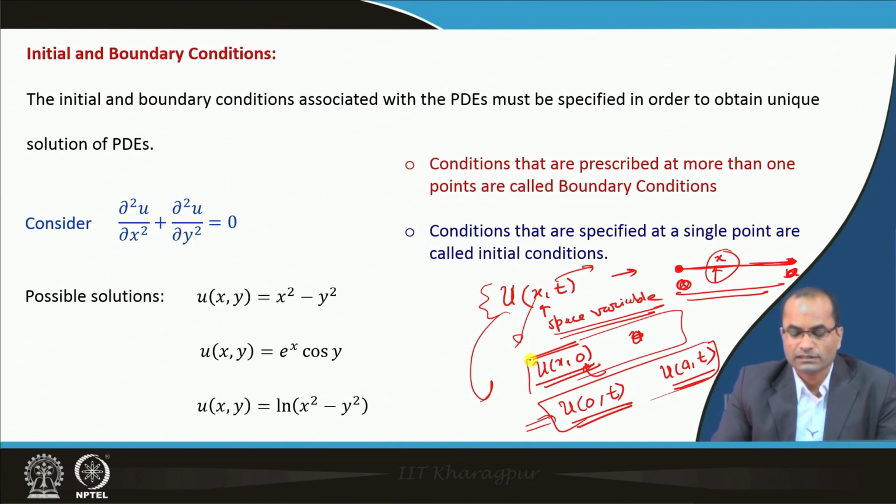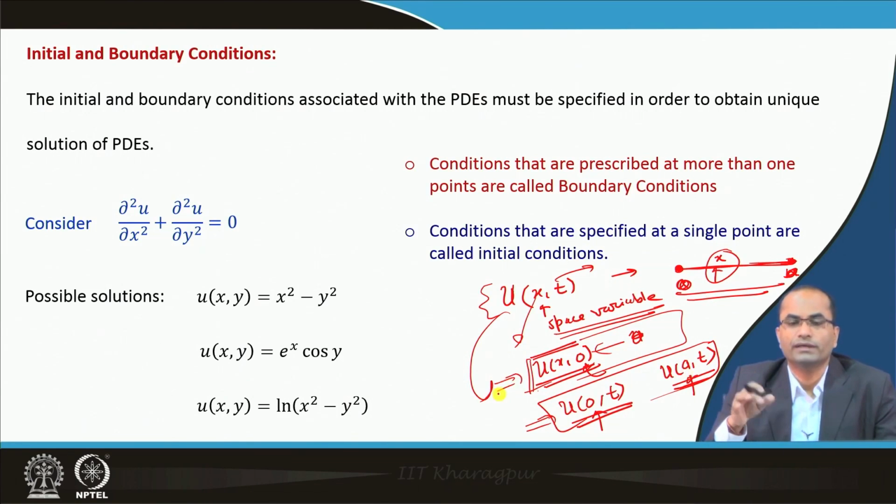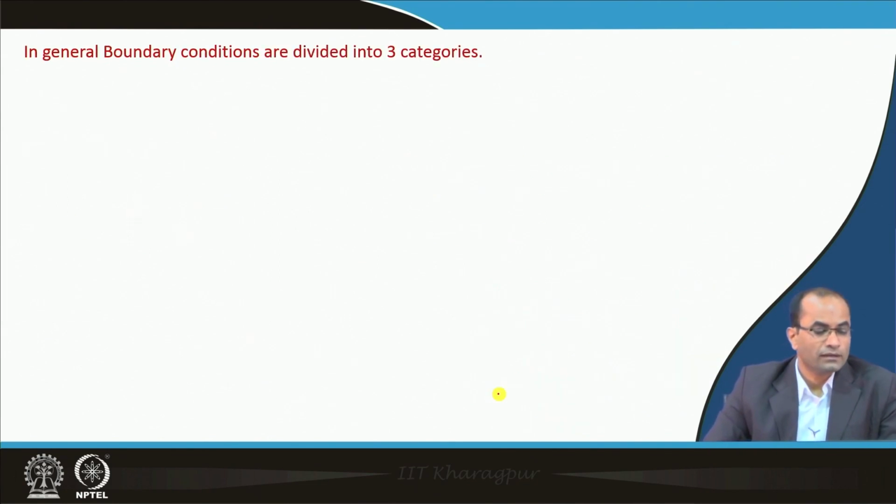As far as the initial conditions are concerned, they are prescribed at the 0 point, whereas here we have different points, at 0 and at a, where it is prescribed. These two ends of the given bar give the boundary conditions, and when the conditions are prescribed at one point in time, we call this an initial condition.